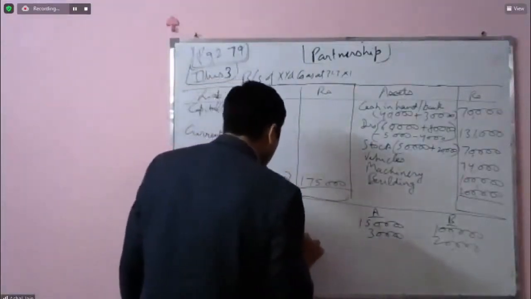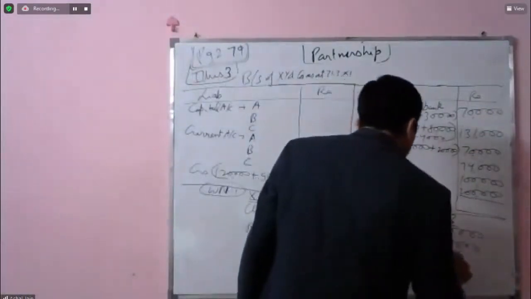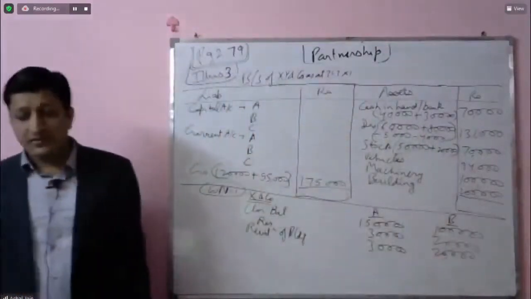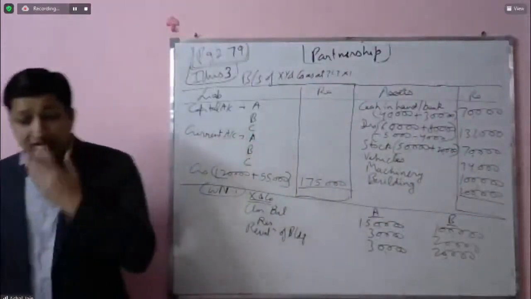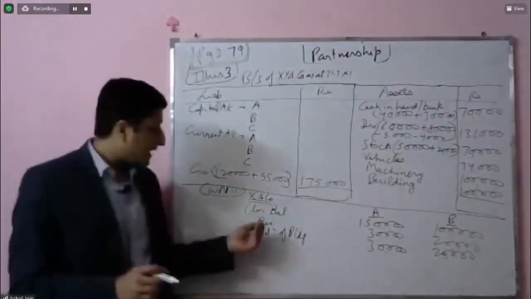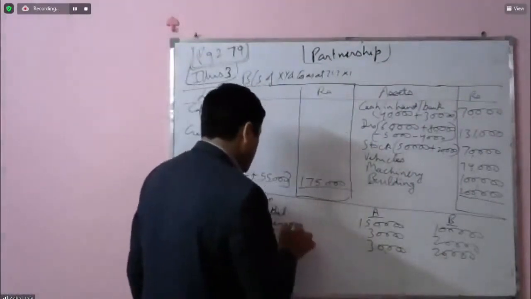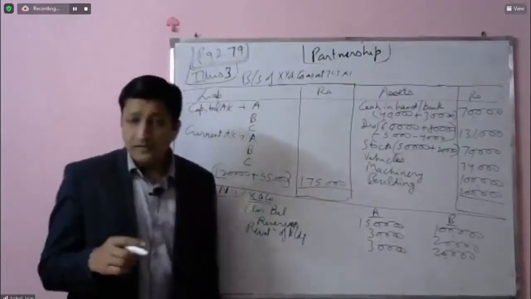So revaluation of building: 30,000 and 20,000. This 50,000, which is the addition, will go over here. Prakash is saying, sir, why did you not take reserves? See, I have taken the reserves, Prakash. These are reserves only. I have taken the reserves. Okay. Yeah.